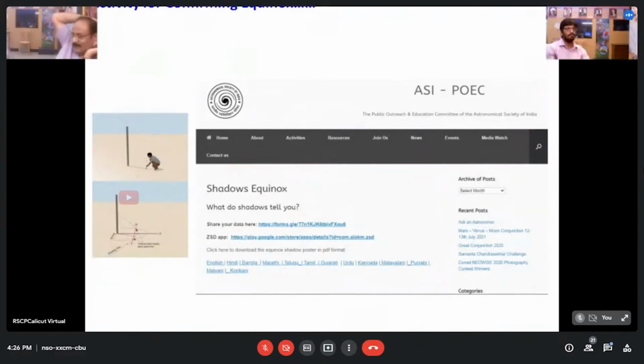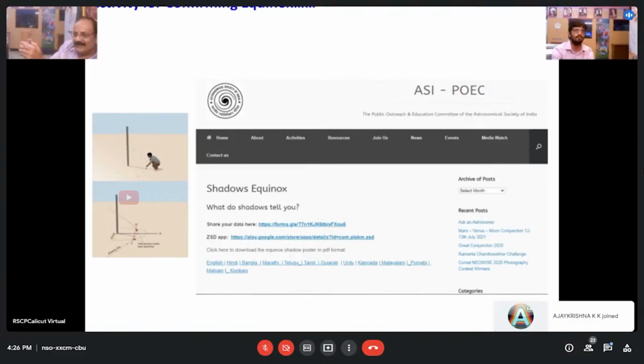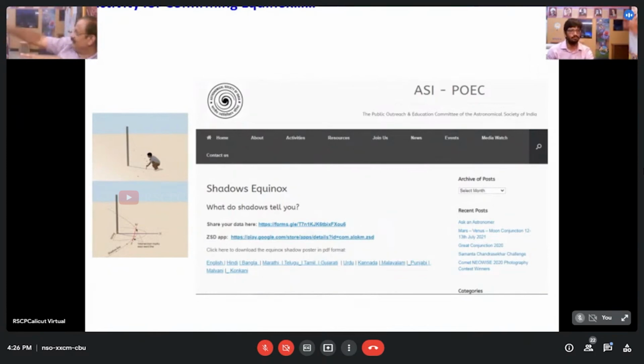This is the link given by the Astronomical Society's Public Outreach and Education Committee. You can note down this link. They have a Google form uploaded, and whatever you are writing, you just put your details there and upload it, so they also get the data. It is actually a national event, from Kashmir to Kanyakumari. Everybody is getting involved in this project, so all of you are urged to do that also.